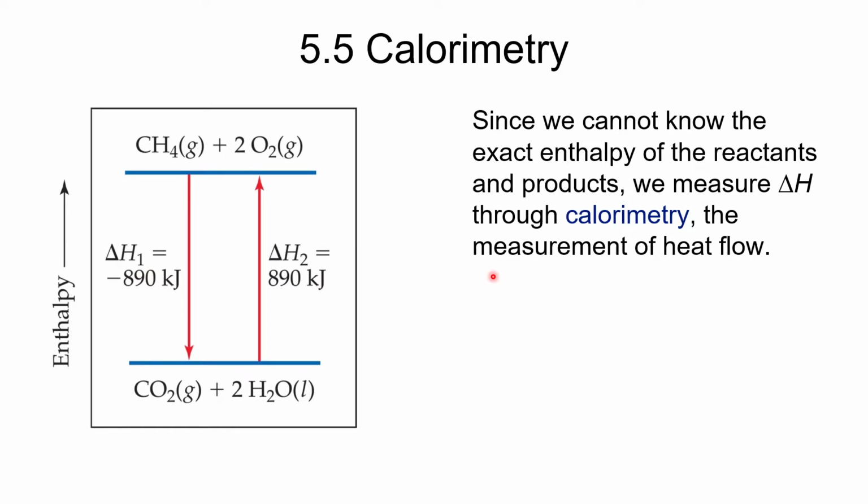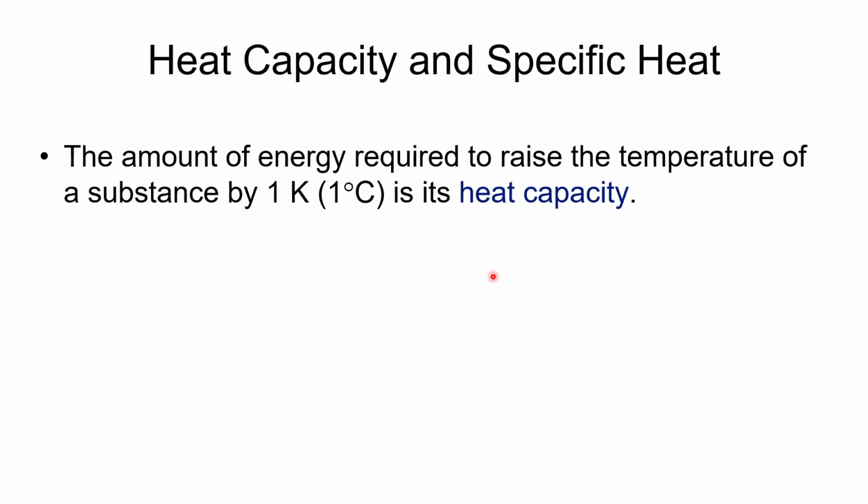The first type of calorimetry is called constant pressure calorimetry. I guess before we do that, we need to look at two things here. One is a term that we call heat capacity. Heat capacity is the amount of energy required to raise the temperature of a substance by 1 Kelvin or 1 degree Celsius. Since a 1 Kelvin change in temperature is equal to a 1 degree Celsius change in temperature, these are interchangeable. So we refer to that as its heat capacity.